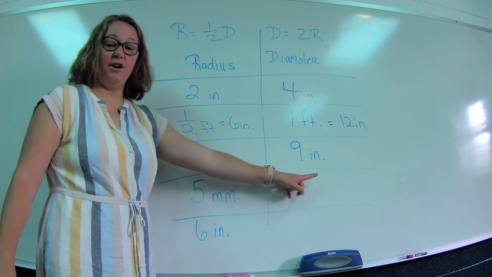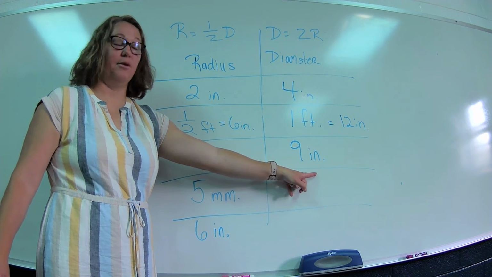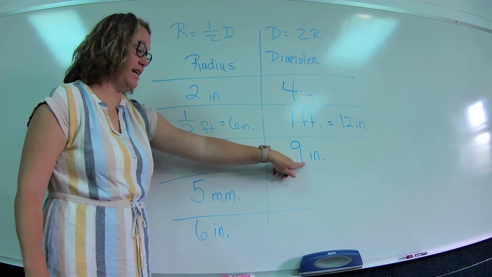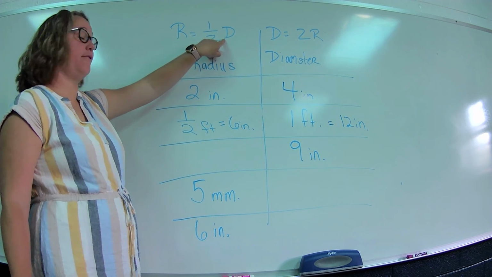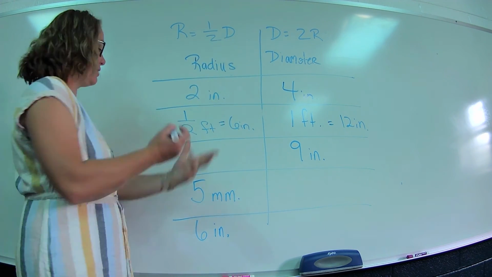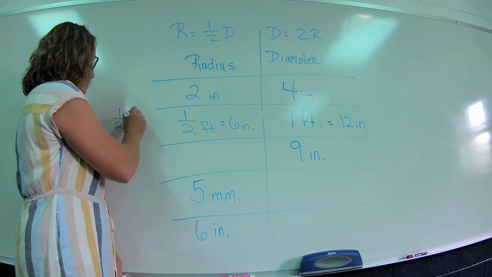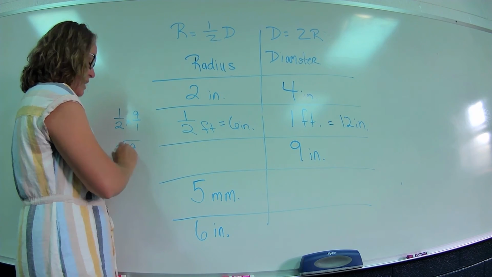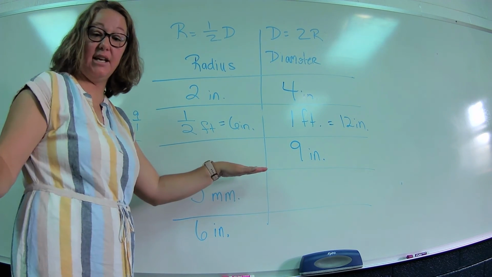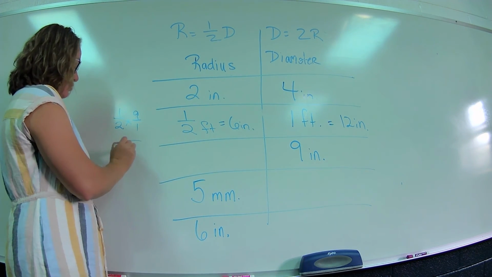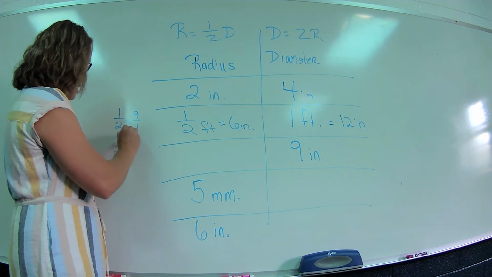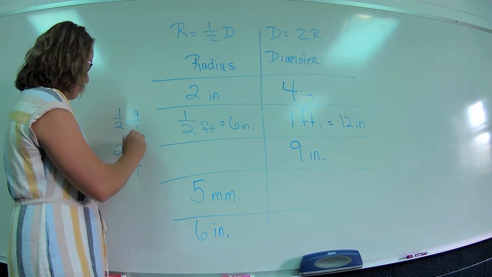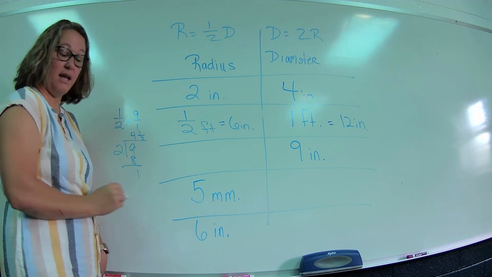Okay, here we also have the diameter, and we've got to find the radius. So take the 9 inches, 1/2 of 9. So that's 9 divided by 2. Anytime you take something half, you're just cutting it in 2. So 2 can go into 9 4 times, and that gives you 4 1/2.